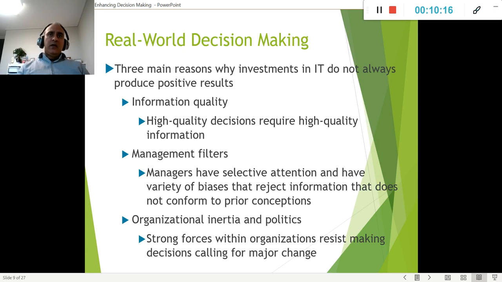Okay, very good. So we have three main reasons why investments in IT do not always produce positive results. So far, I have explained to you that information systems are very useful. They generate data, and in theory, it sounds fantastic. The problem is that sometimes in real life, big data and data analysis are like the needle in the haystack. We don't know what we're looking for.